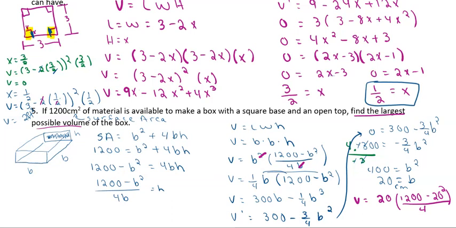So then if we type this all in, solve it down through, we have 1200 minus 400 divided by 4, and then times 20, and we'll get V is equal to 4,000. And because it's a volume, we'll have centimeters cubed.